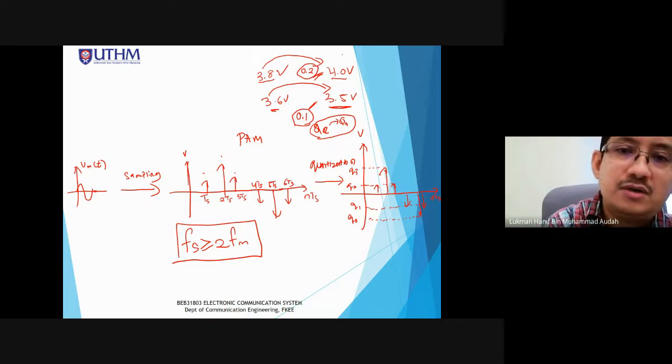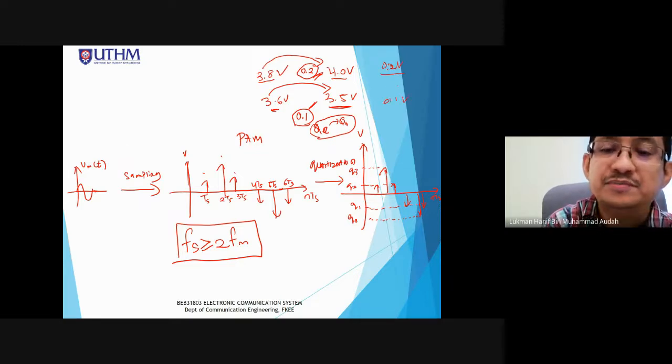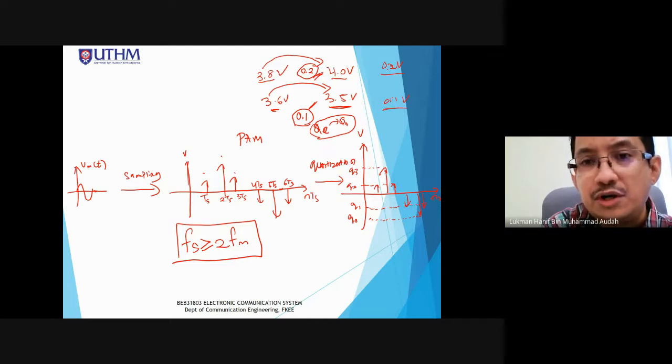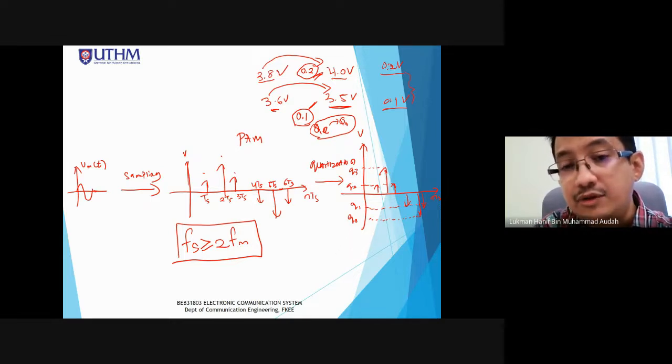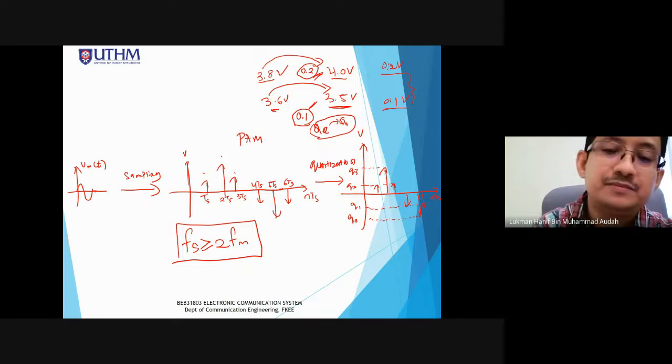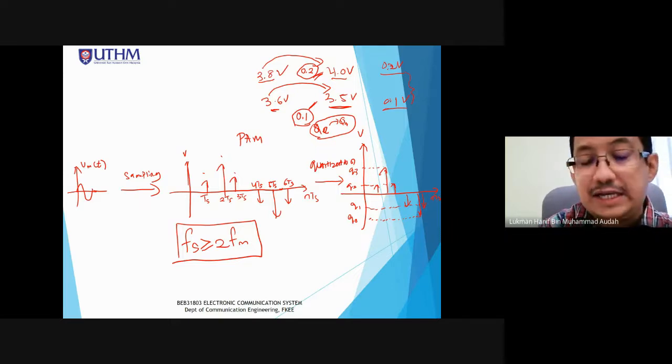Okay, tadi saya bundarkan 0.2 volt, 0.2 volt. I rounded up the value. This is a 0.1 volt. So this is the quantization noise or quantization error. So theoretically, we need to have as small as possible for the error or the quantization error, or what we call as a rounded up value. Lagi kecil nilai rounded up value itu lagi bagus. Okay, nanti you akan lihat.